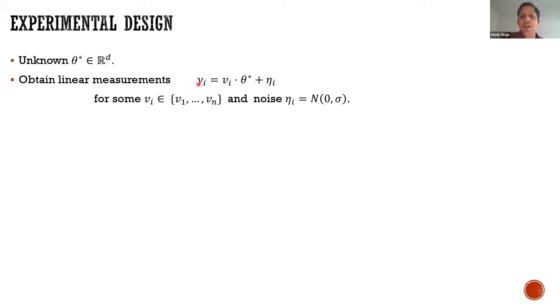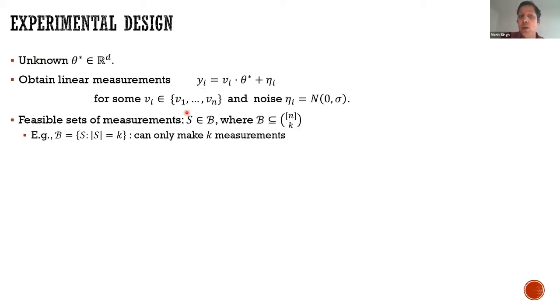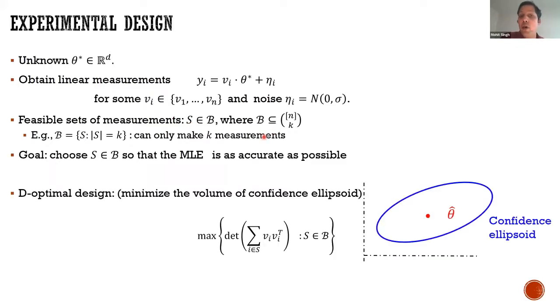Okay, so you observe this yi every time you do. And you can do these measurements, but unfortunately, you cannot do all the measurements because that's too costly. You can maybe do only k measurements, or for example, you could have more combinatorial constraints on the set of measurements you can do. And the goal is to pick which measurements to do so that you actually can estimate your theta star as well as possible.